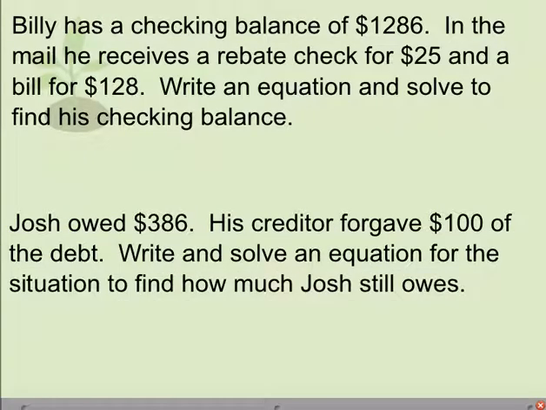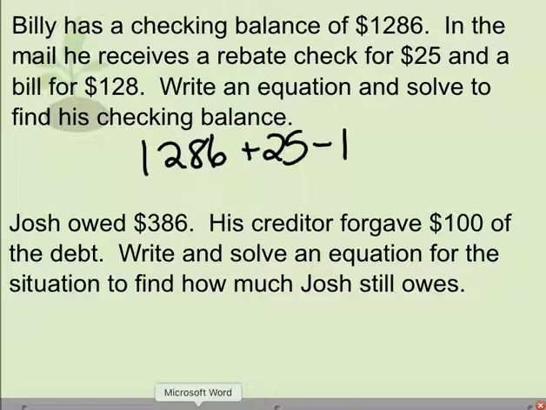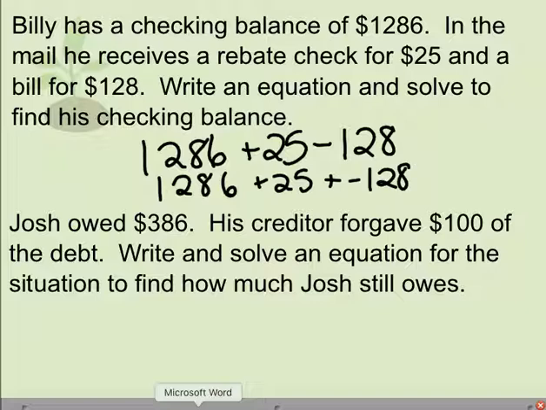And lastly, a couple more story problems that you can try. Just make sure that you put your subtraction in the right place. So Billy has a checking balance of $12.86, and in the mail he receives a rebate check for $25 and a bill for $128. So we would say, okay, we start with $12.86, and that rebate is a good thing. We add 25, but the bill we are subtracting, $128. Well, we can turn this into an addition problem, $12.86 plus 25 plus a negative 128, so that we can just add those together and get his current balance.